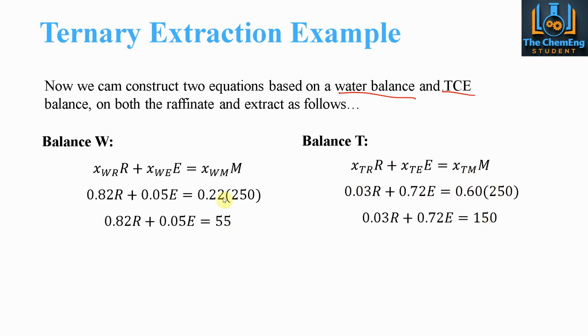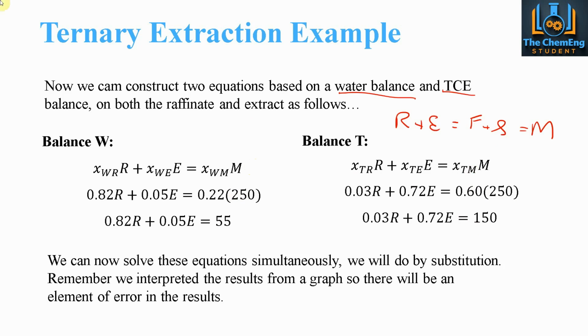Now again, you could do this based on, rather than doing M, you could say that R plus E equals F plus S. But we know that F plus S was M. So that's why we used M rather than F and S. But you could do exactly the same thing and you get the same answer. So now what we have is a set of simultaneous equations. We have two unknowns, two equations.